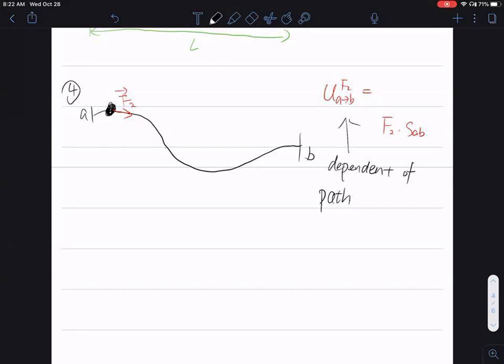Okay, if we have this surface, the path doesn't have a smooth surface. If we have a friction coefficient, let's call that mu k. And how about the friction force? Is the work done by the friction force independent of path or dependent on path? What is the work done from A to B by that friction force?